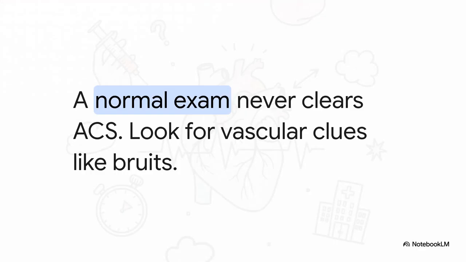I want you to burn this phrase into your memory. A normal physical exam never clears ACS. Don't let a quiet chest give you a false sense of security. You must actively hunt for the physical signs of ischemia and failure. Listen closely for an S3 or S4 heart sound, or a brand new mitral murmur, which could mean papillary muscle dysfunction. And check for vascular clues. Always look for asymmetric blood pressures and listen for carotid or femoral bruits.